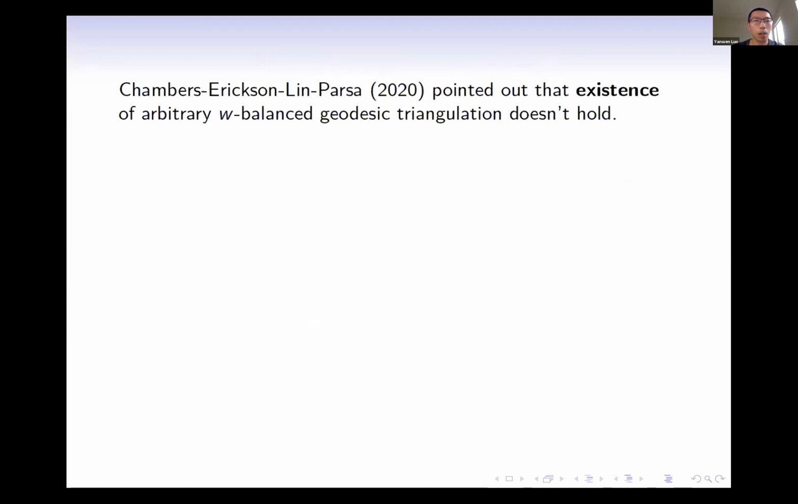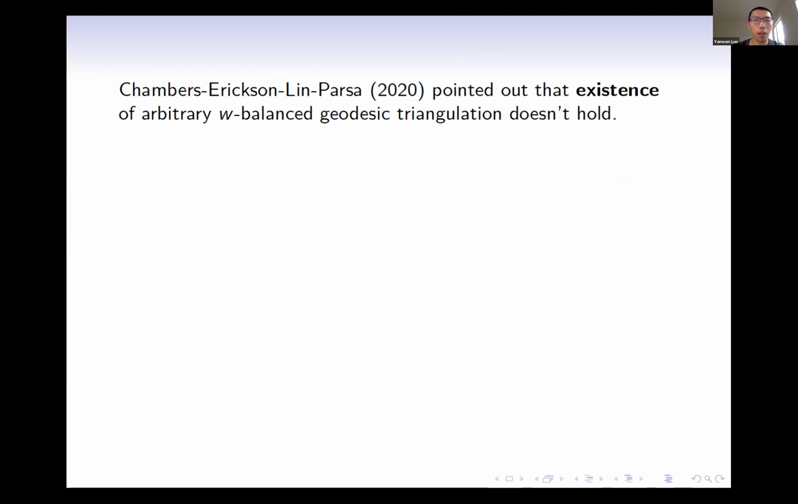This is pointed out in a paper by Chambers, Erickson, and Worah, who point out that the existence part of the Tutte embedding theorem is not true for the flat torus case. That's basically saying that you can choose some special weight, a non-symmetric weight in particular, such that you can never find a geodesic triangulation realizing that weight in the tangent space.